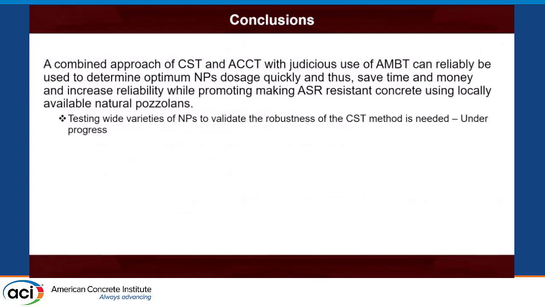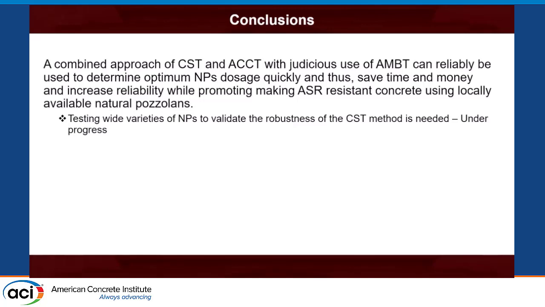And so, a combined approach of CST and ACCT with judicious use of AMBT can reliably determine the optimum NP dosage and all other, any kind of alternative SCM, because I am not restricted by anything. You send any unknown material, I just calculate pore solution and save time, money, and increase the reliability. Whatever I'm telling you takes only sometimes 14 days, maybe a month, sometimes 75 to 90 days. And I'm telling you something with a good confidence.